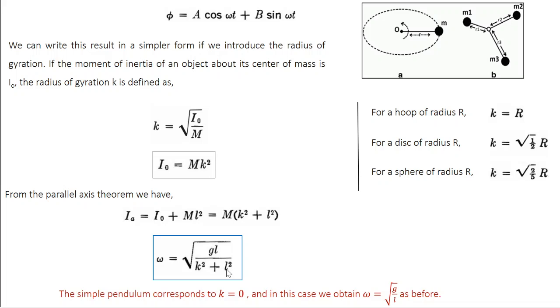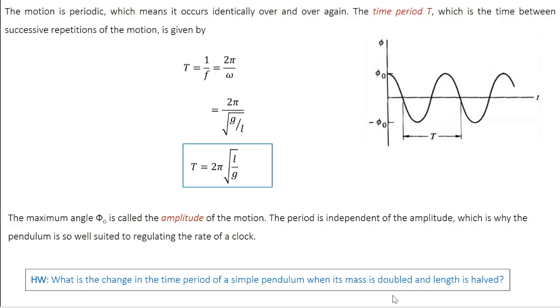So this is the most generic equation, and the simple pendulum is a special case where the radius of gyration k equal to 0. So you can see when you set k to 0, you get omega equal to square root of g by L, which is what we have derived in the previous case.